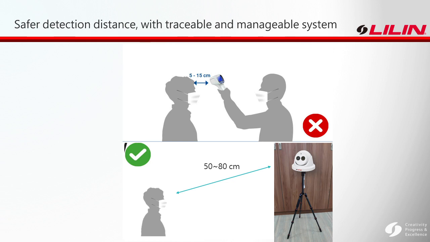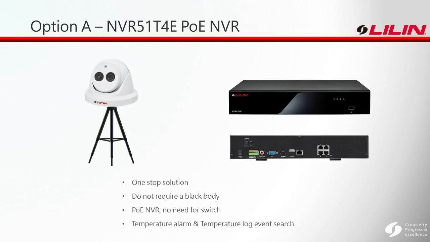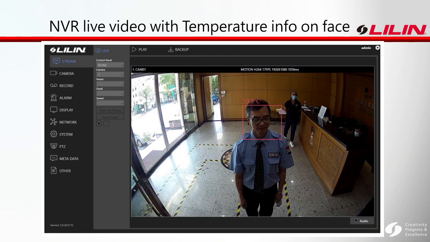And we also have solutions. We have different kinds of combinations. The first one is combining our camera with a Lilian NVR, which has built-in PoE ports. You can use 4 cameras combined with this NVR, and you can show the temperature information live. So you can do some quick monitoring, and it's very easy to operate.